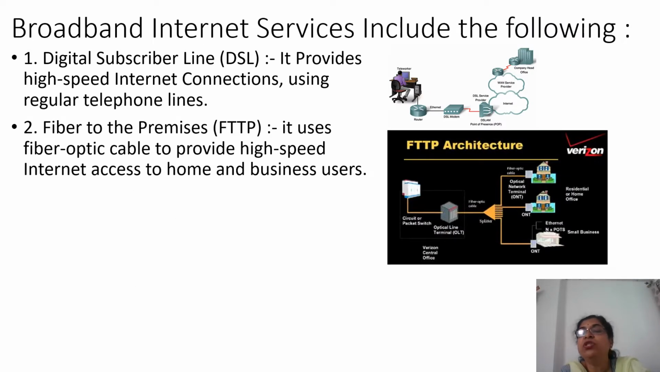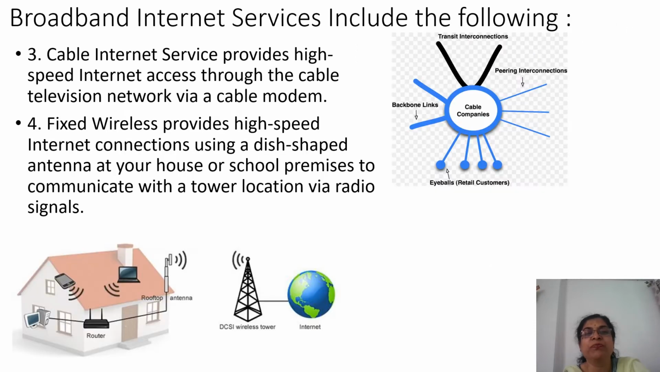Broadband internet services include the following. Digital subscriber line, that is DSL. It provides high-speed internet connections using regular telephone lines. Fiber to the premises, FTTP. It uses fiber optic cable to provide high-speed internet access to home and business users. Cable internet services provide high-speed internet access through the cable television network via a cable modem.